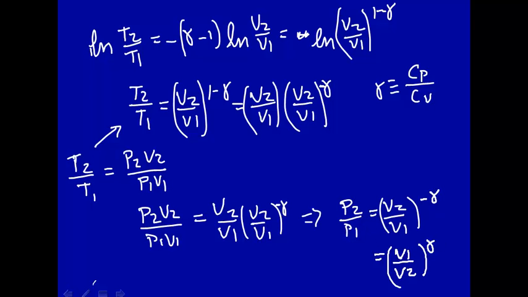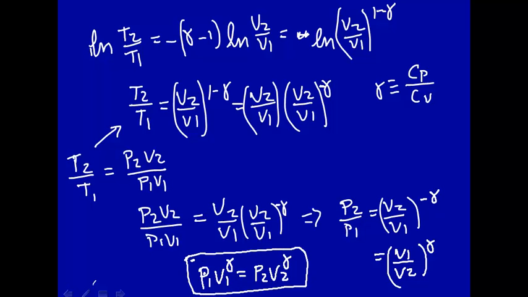So finally, if you cross multiply this, we have P1 V1 raised to the gamma is equal to P2 V2 raised to the gamma. There's the bottom line. So for an adiabatic reversible expansion of an ideal gas, this is the relation that constrains the initial and final pressures and volumes.